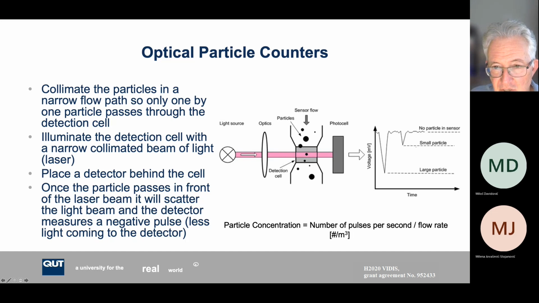So what's the limitation? If two particles appear in our sensing volume at the same time, so they both enter the beam together, instead of getting one pulse for each particle, we get one pulse for both particles, a bit distorted, and that will be counted as one particle instead of two. We call this coincidence error, the coincidence of two particles appearing in the sensing volume at the same time.